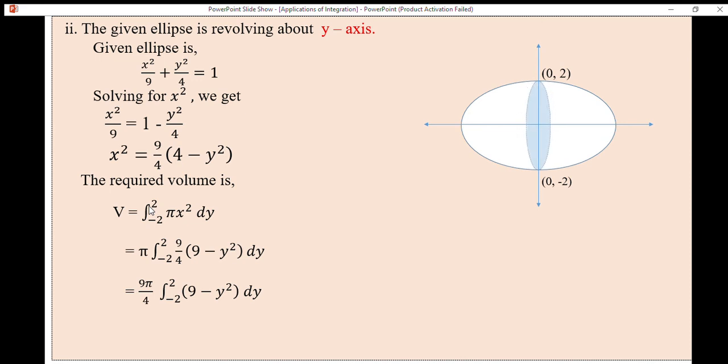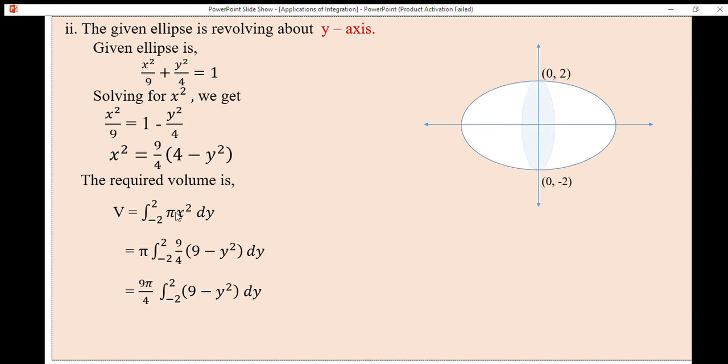Here, see the limits we have to consider for y-axis, or the ordinates for y. So these are the ordinates (0, 2) and (0, minus 2). How do they come? From this value, y square upon b square. b is 2 there, meaning the distance is 2 units.